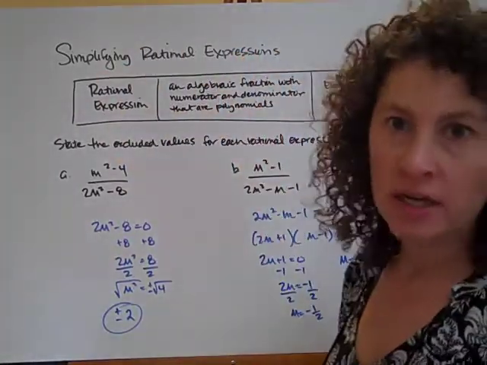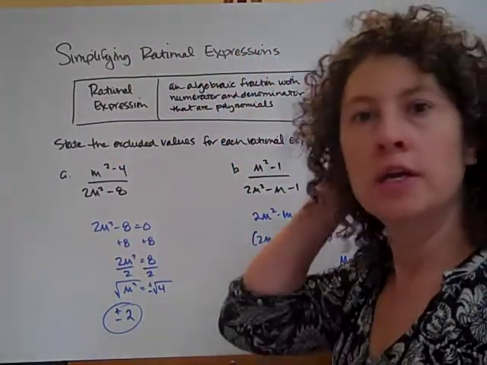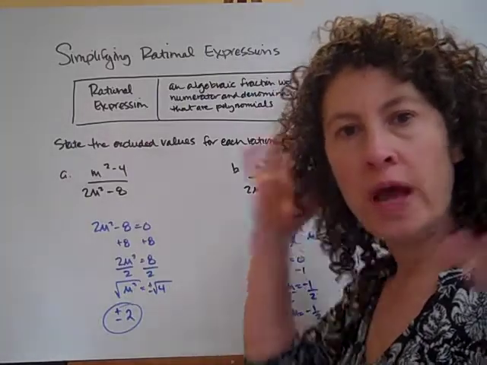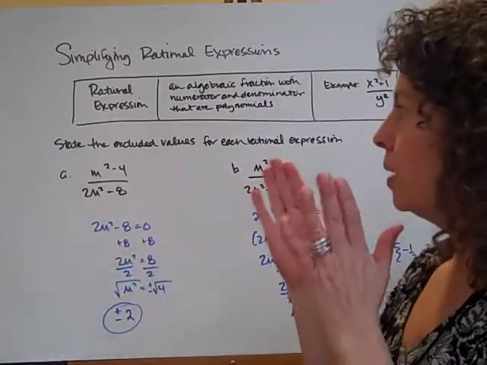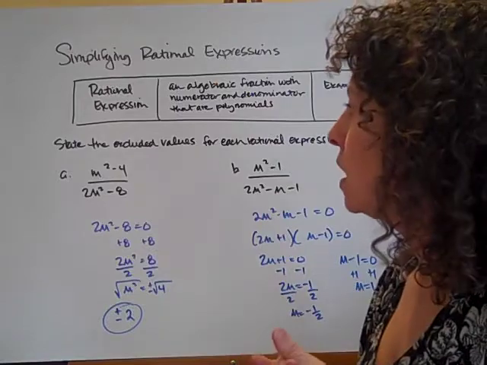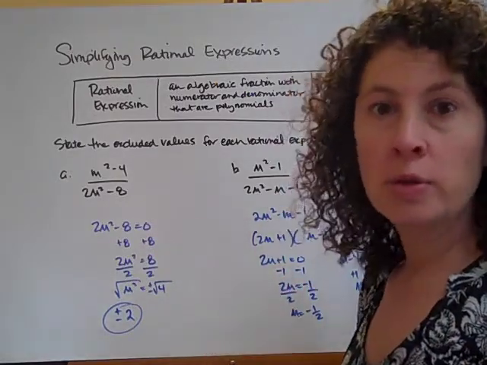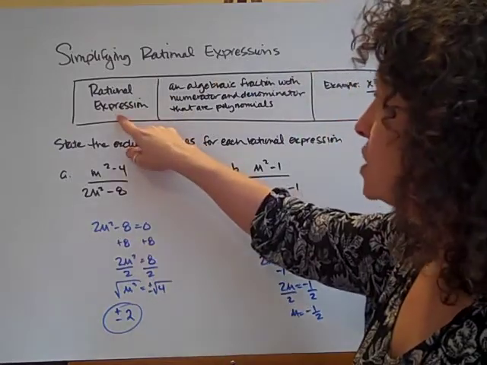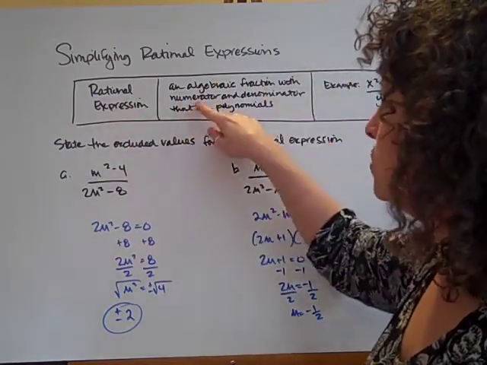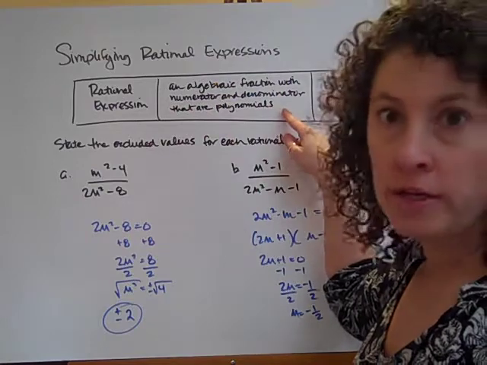Simplifying rational expressions. So now we're going to start taking a look at those rational expressions that we've been looking at, and making them even simpler than we have been looking at. So getting rid of some of those polynomials and those common factors. So a rational expression is an algebraic fraction with a numerator and denominator that are polynomials.